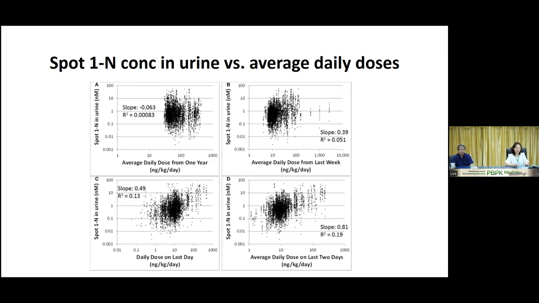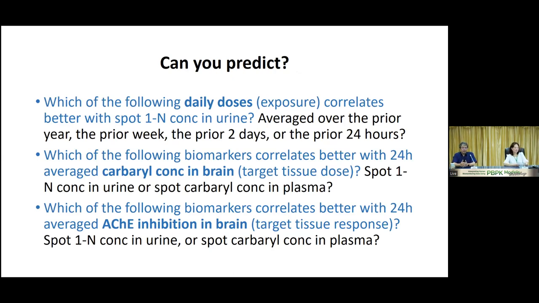Okay, so let's go back. Question number two. I guess it will be an online participant. So remember the second biomarker, it is the parent concentration. Again, this is the good thing about the PBPK model. We can simulate carbaryl concentration in the brain. In real life, we cannot do an experiment on humans and measure what's in their brain, but we can use the PBPK model to predict. So we predict the 24-hour average carbaryl concentration in the brain.